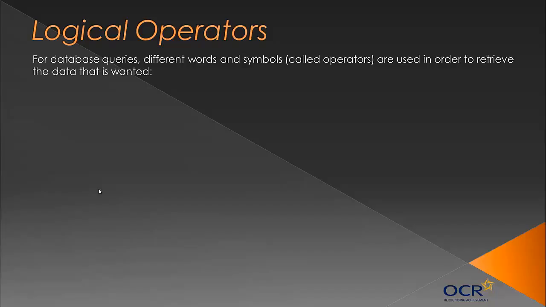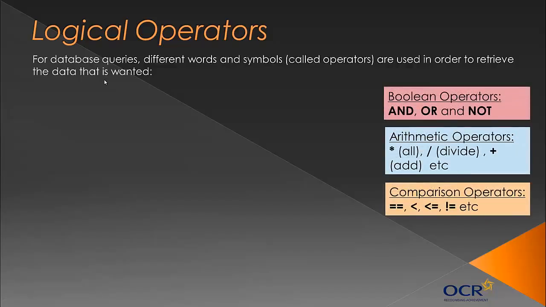So different words and symbols called operators are used in order to retrieve data that's wanted. They help make the queries more specific, so you get exactly what you want. And we're talking about operators in terms of these three different types. This is how I would sort of separate operators.